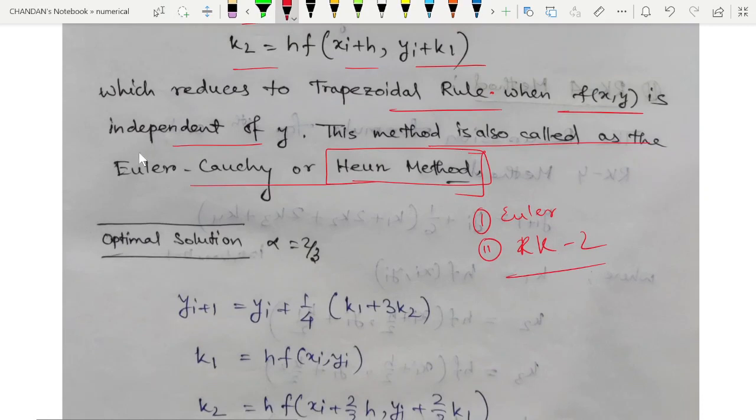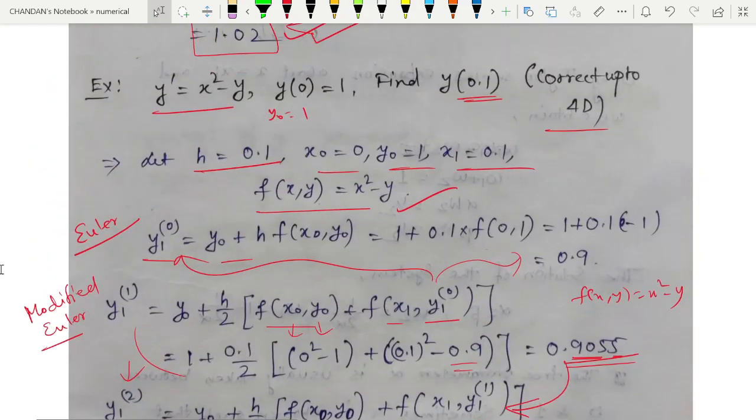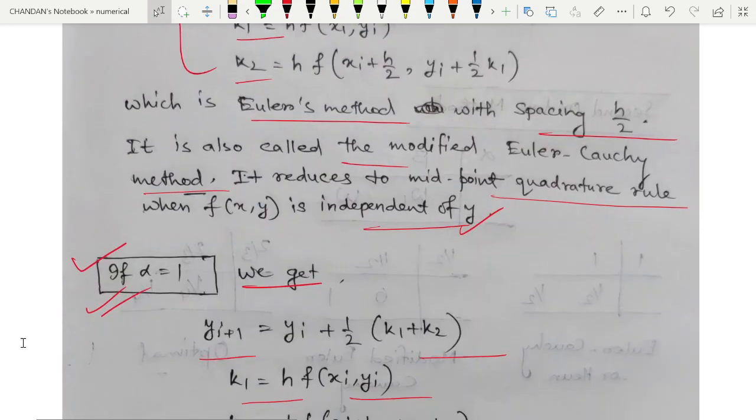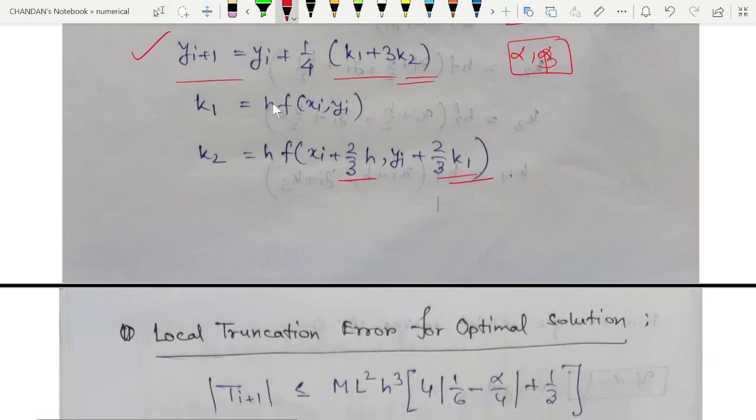And there is another case, when the value of alpha is 2 by 3. The values of alpha and beta and their combinations are what give all these deductions. So yi plus 1 equal to yi plus 1 by 4 into k1 plus 3 k2. You can see very easily that everything is deduced from the relations we stated above, the relation of w1 and w2. And k2 equal to h into f of xi plus 2/3 h, yi plus 2/3 k1. Now we find the values of k1 and k2 and put them in this equation to get the value of yi plus 1, that is the next approximation. So these are the formulas.